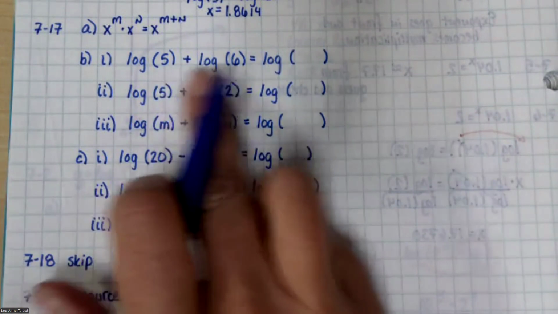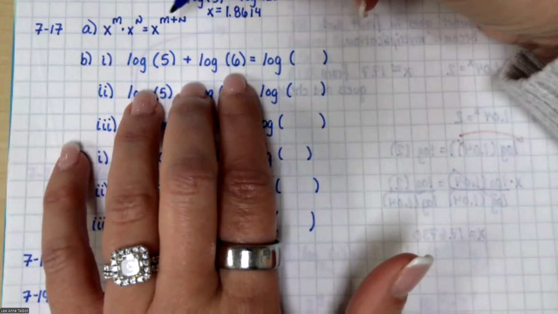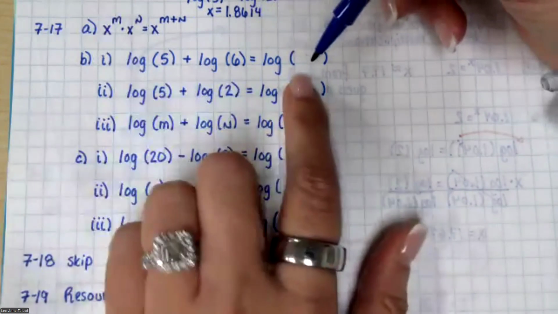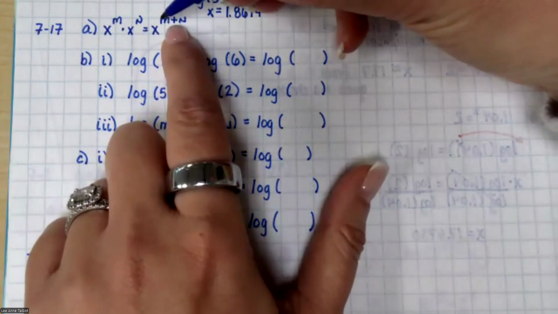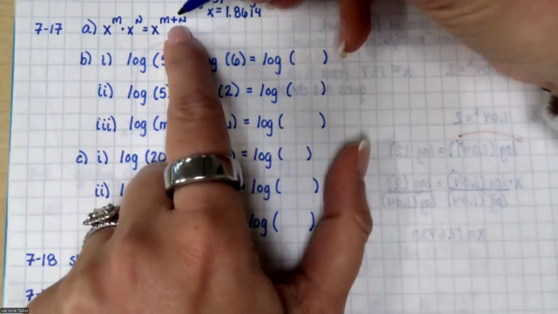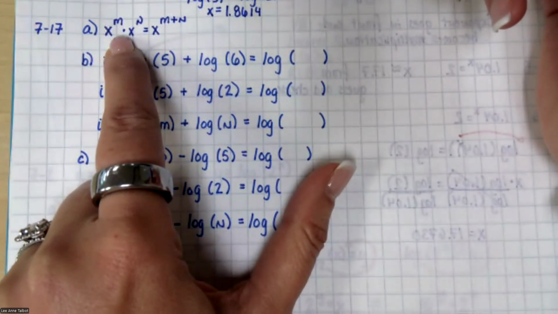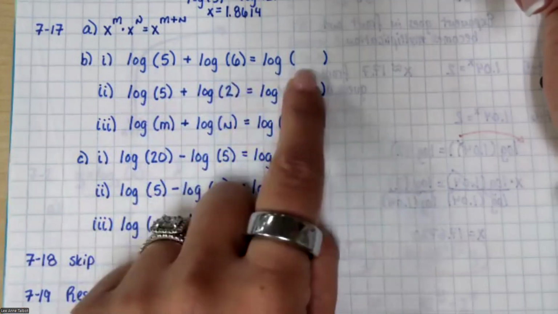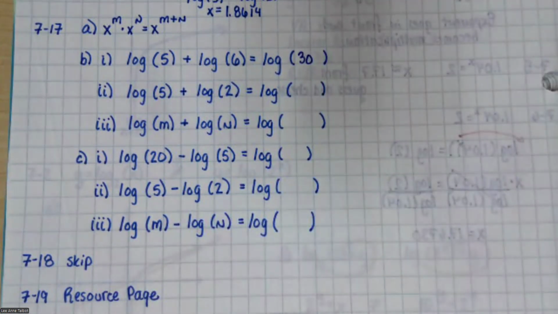If I'm adding, so now you kind of have to go backwards in your mind. If I'm adding two exponents, what am I doing? Multiplying. Okay, so what do you conjecture log 5 plus log 6 is? 30. Genius. Okay, fill in the next two lines.